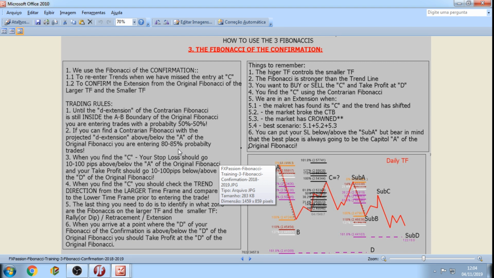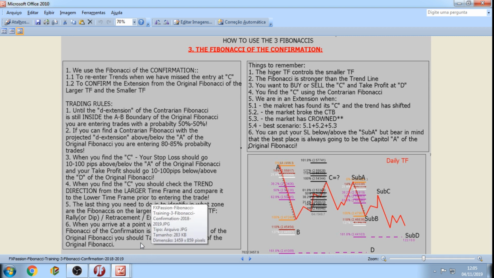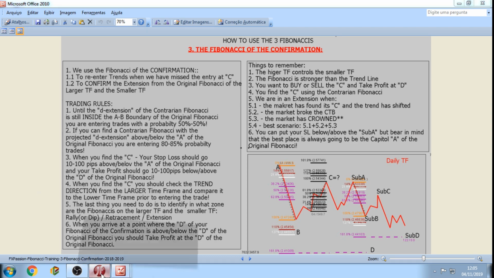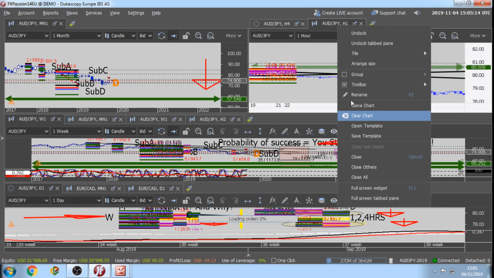and the Fibonacci of the confirmation. Trading rules: until the D extension of the contrarian Fibonacci is still inside, this is the same. Number 2 is the same, number 3 is the same, number 4 is the same, number 5 is the same. Number 6 is new. When you arrive at the point where the D of your Fibonacci of the confirmation is above or below the D of the original Fibonacci, you should take profit at the D of the original Fibonacci. Now, what does this mean, everybody?